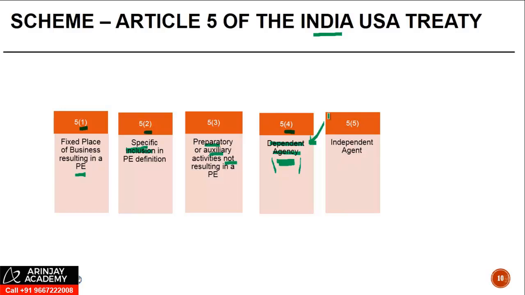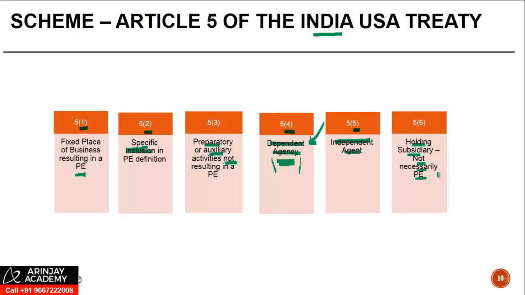But then if dependent agents are covered, independent agents should be out of this. Paragraph 5 tells you in what circumstances a person would be considered an independent agent. And paragraph 6 deals with the point that a holding-subsidiary relationship may not necessarily result in a PE.